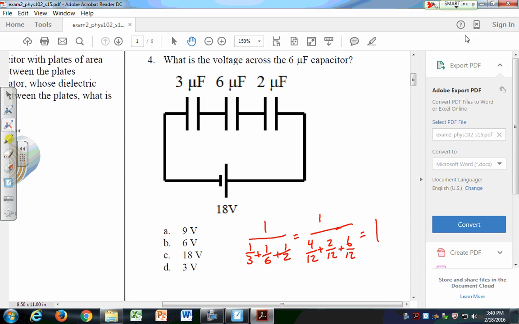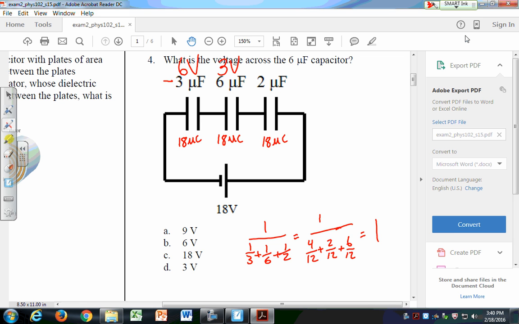But that is a common combination that I'll use, so you'll probably see it again. All right, so what is the charge on the 6 microfarad capacitor? Right, I'm going to have 18 microcoulombs, Q equal to CV. I'm actually going to have that on all 3, because they're in series. Capacitors in series have the same charge. So what is the voltage on the 6 microfarad? Right, 3 volts.